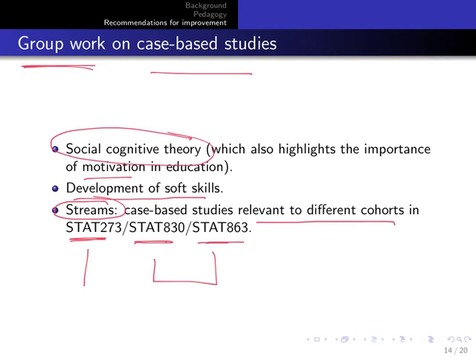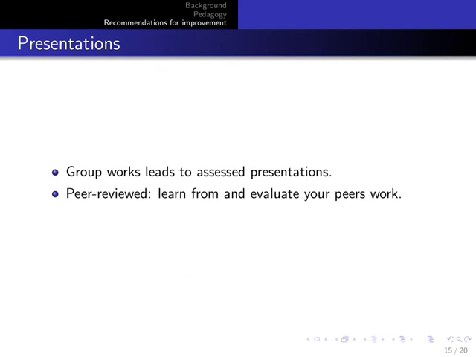The goal will be to have case-based studies that are relevant to the single cohorts. And the output of group work will be presentations, like the one that I'm giving now, with a peer review assessment, so that students can learn from and evaluate their peers.